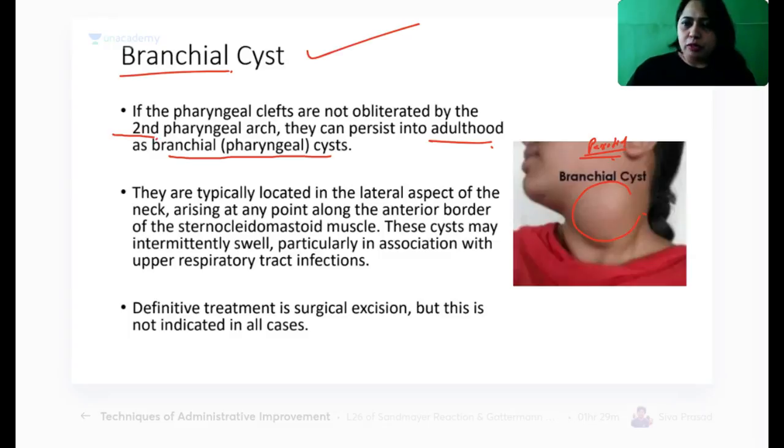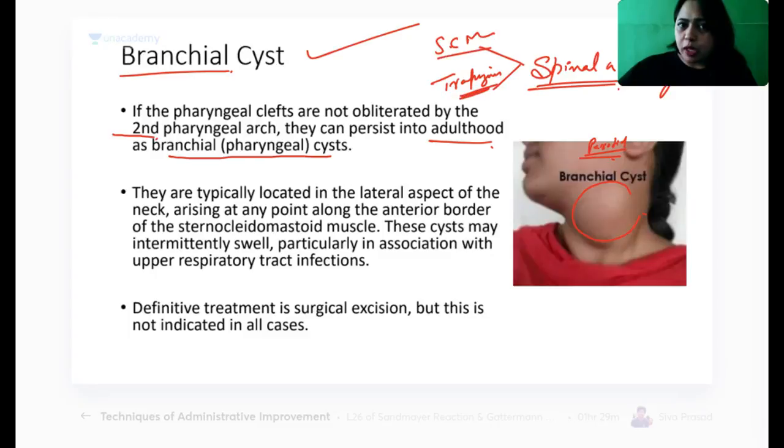Treatment would be to surgically excise the cyst, and you have to be careful about the nerve, the spinal accessory, because this nerve is supplying the sternocleidomastoid and trapezius. It is one of the important contents of which triangle? Posterior triangle. So listen to all this carefully, because I'm going to ask you questions now with the MCQs.